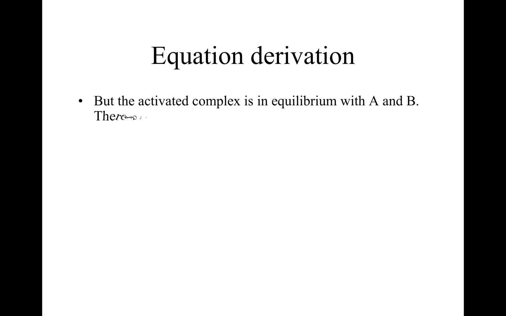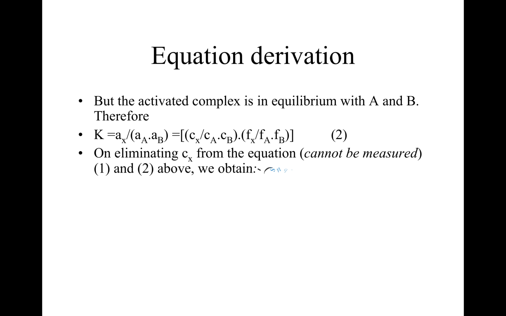But the activated complex is in equilibrium with A and B. Therefore, we can say capital K, the equilibrium constant, is equal to aX over aA times aB, where a here is the activity. And in terms of concentration, this is equal to CX over CA times CB, times FX over FA times FB. This is equation 2.